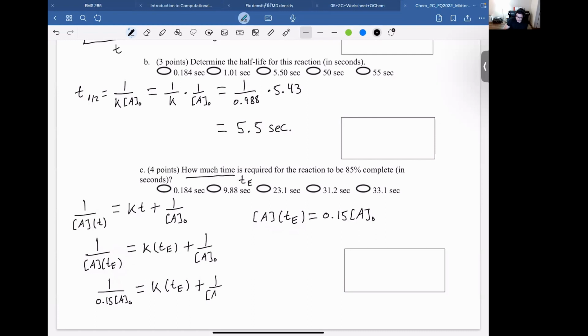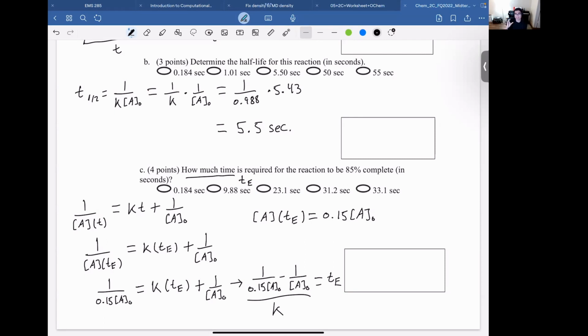1 over A naught. And now you can solve for t, just by algebra. So if I subtract 1 over A naught from both sides, I get this. And then I divide by K. This gives me the time, and then you can plug in all of your values.